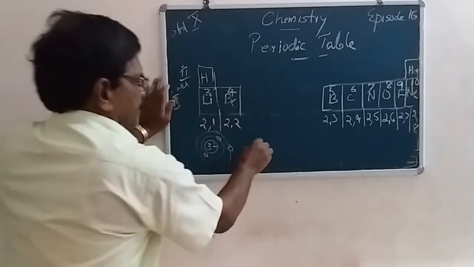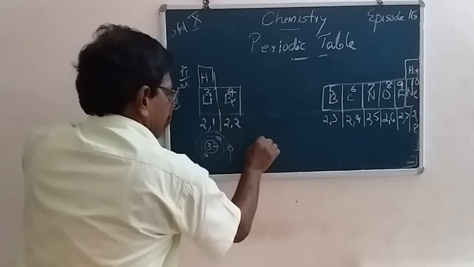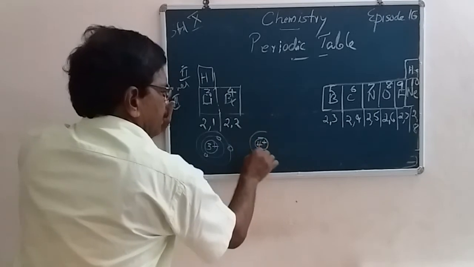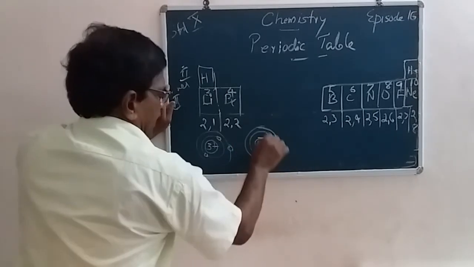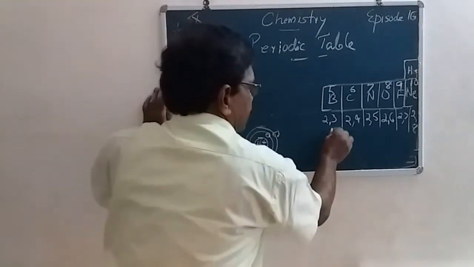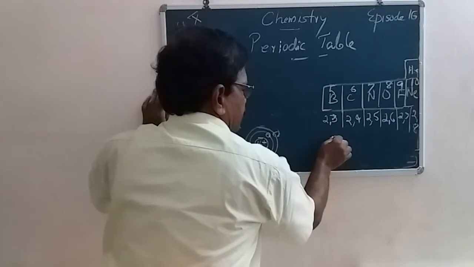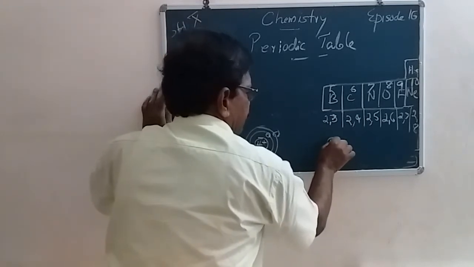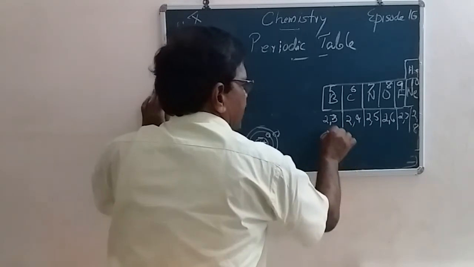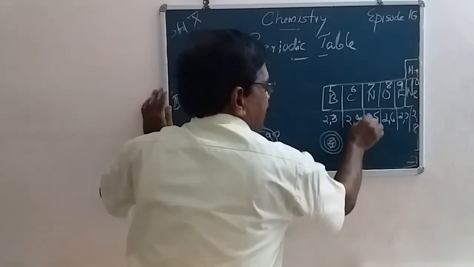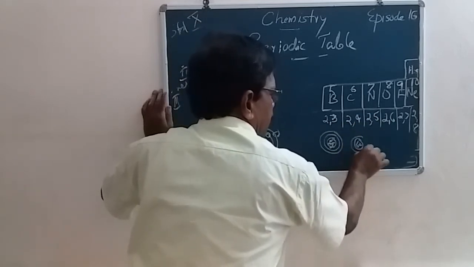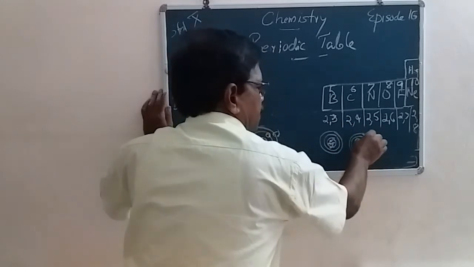In the case of beryllium, the atomic number is 4, therefore the nuclear charge is 4. Electron configuration is 2, 2. In the case of boron, atomic number 5, therefore nuclear charge is 5 positive. Electron configuration is 2, 3. In the case of carbon, nuclear charge 6 positive. Electron configuration 2, 4.